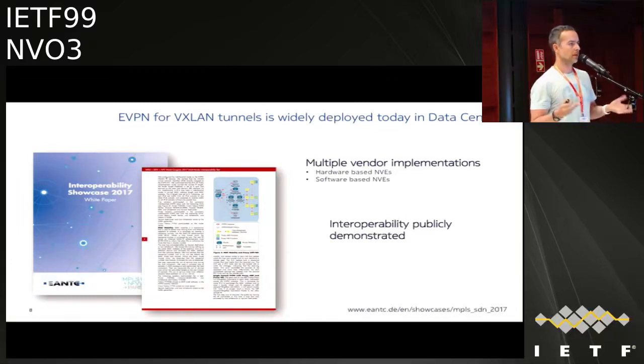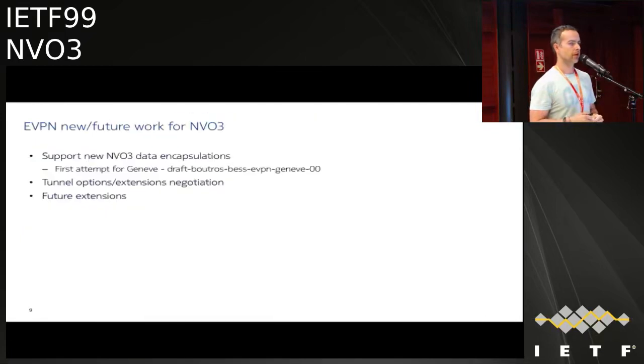Now, and this is an open discussion, what else do we need to do with eVPN for NVO3, for this working group? Obviously, we need to support new encapsulations like Geneve. And there's a first attempt. I think Sami is presenting tomorrow this draft about how to use eVPN with Geneve. And we will need to extend eVPN to support new options or extensions. I don't know what else, but this is probably an open discussion and question for the chairs. So any comments or feedback on those questions? Can you go to the mic, please?